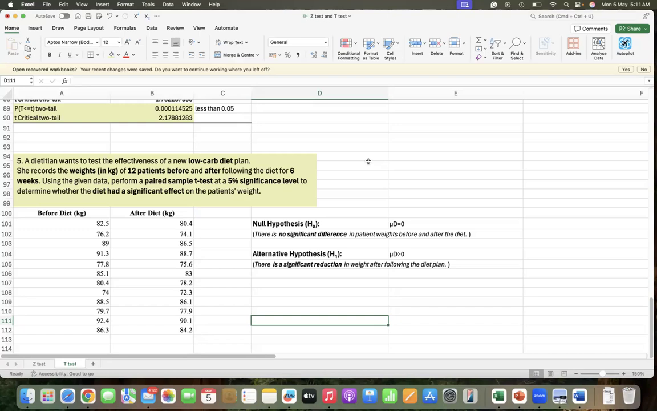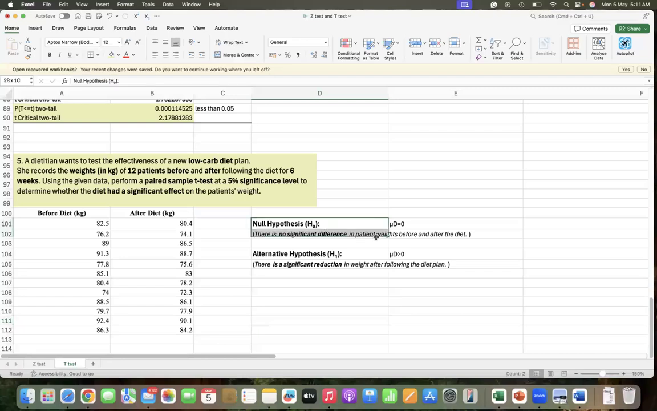So same sample है before और बीच में event क्या है? Diet follow करी और after ये weight हुआ. So now we want to see whether there is a significant difference on the patient's weight or not at 5% significance level.